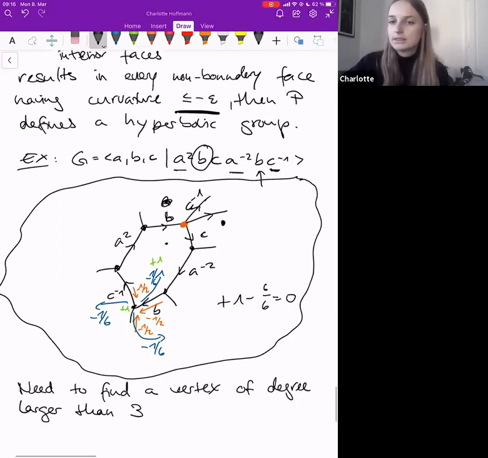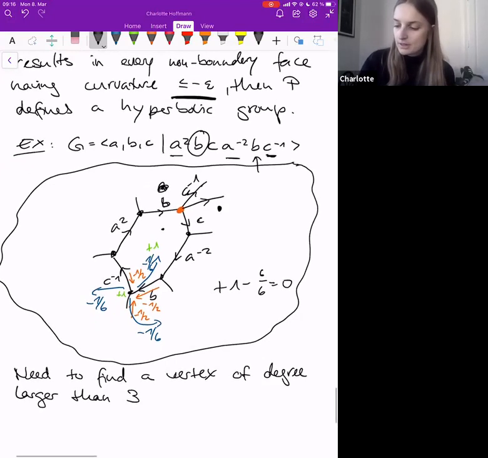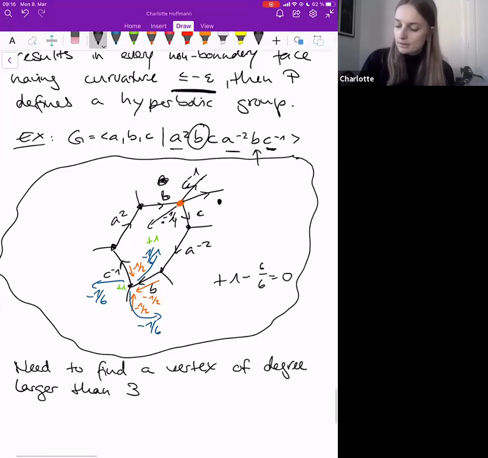And so this concludes the proof. Therefore, this vertex gives curvature -1/4 to the face, and we're good. And so we know that G is hyperbolic.